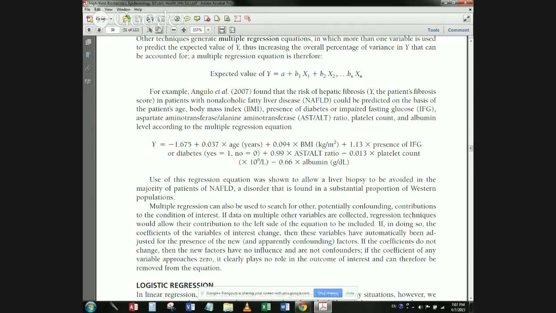If the coefficient of any variable approaches zero, it clearly plays no role in the outcome of interest and can therefore be removed from the equation.